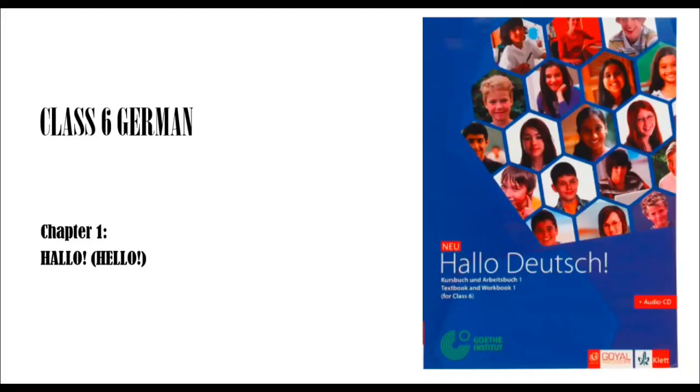And today we're going to start our first chapter of class 6 German, Hallo of the book Hallo Deutsch. So, as the name suggests, Hallo means hello. In this chapter we're going to learn some greetings like hello, how are you, etc., and we're also going to learn alphabets and digits, and some conjugations of different verbs. So let's start learning alphabets.